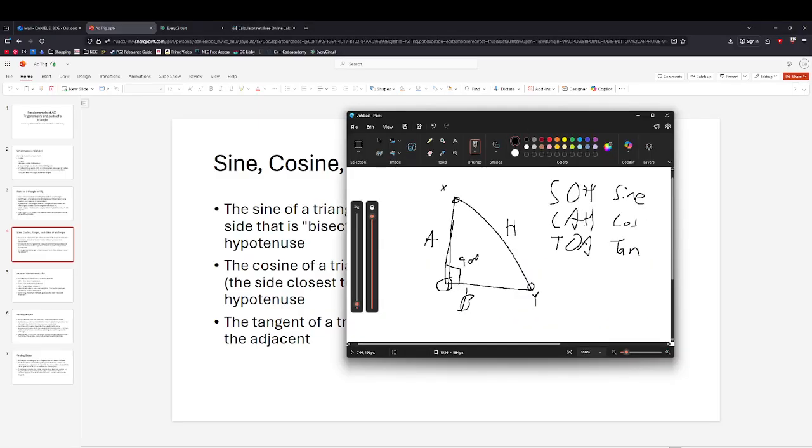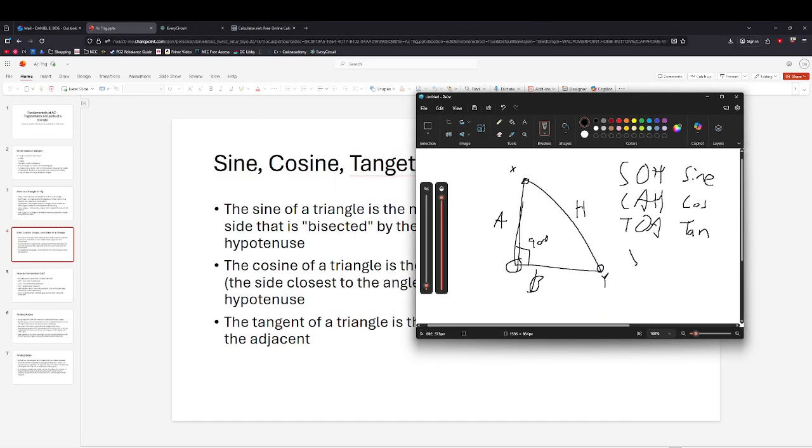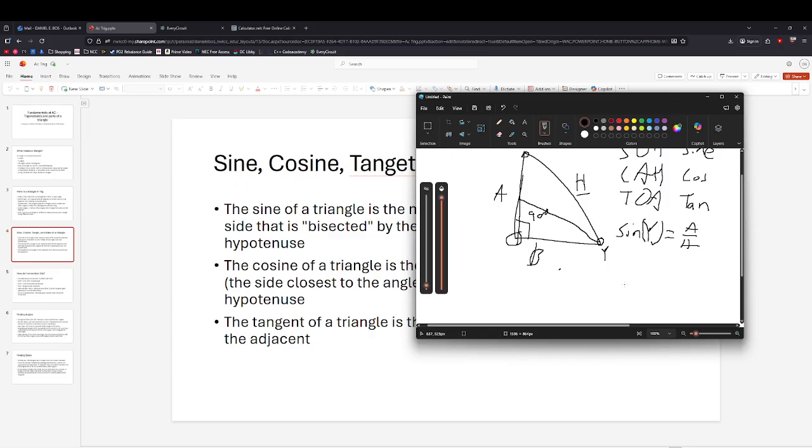Now what are we talking about here? So the sine of Y is equal to A over H, because this quote-unquote bisects A, and bisect is a term for dissecting something in two or splitting it in two, and then the hypotenuse, which is where you get your H from. It's opposite over hypotenuse, which I'll explain a bit more later.